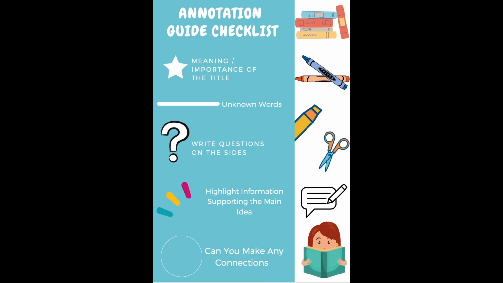This annotation guide checklist allows students to make stars when they understand the meaning or importance of the title, underline any unknown words, draw question marks when they have any questions, highlight when there is information supporting the main idea, and create circles if they are able to make any connections.